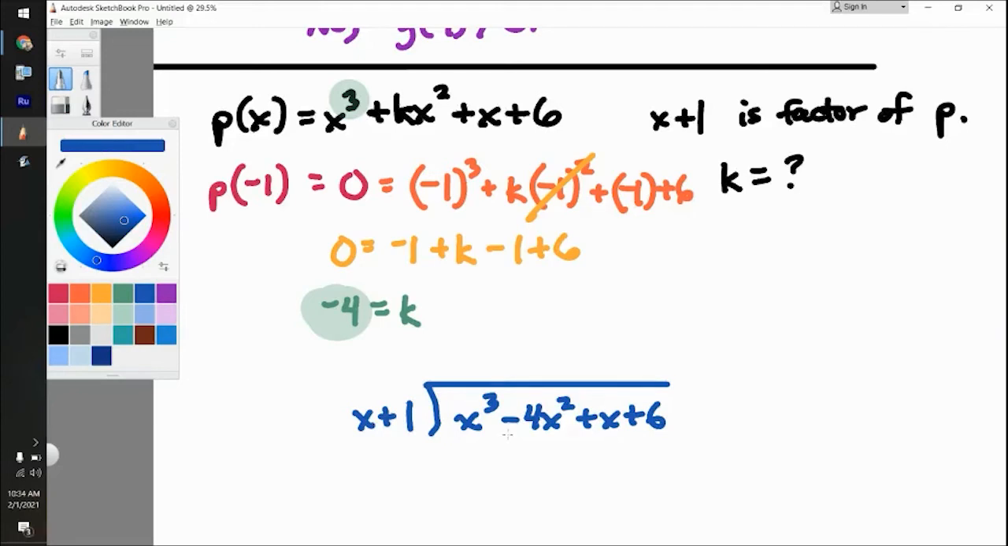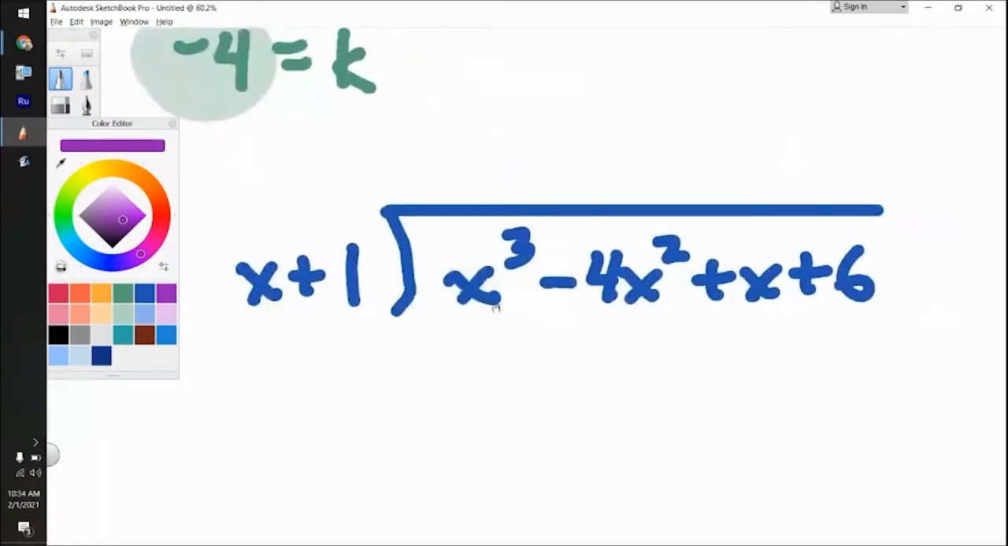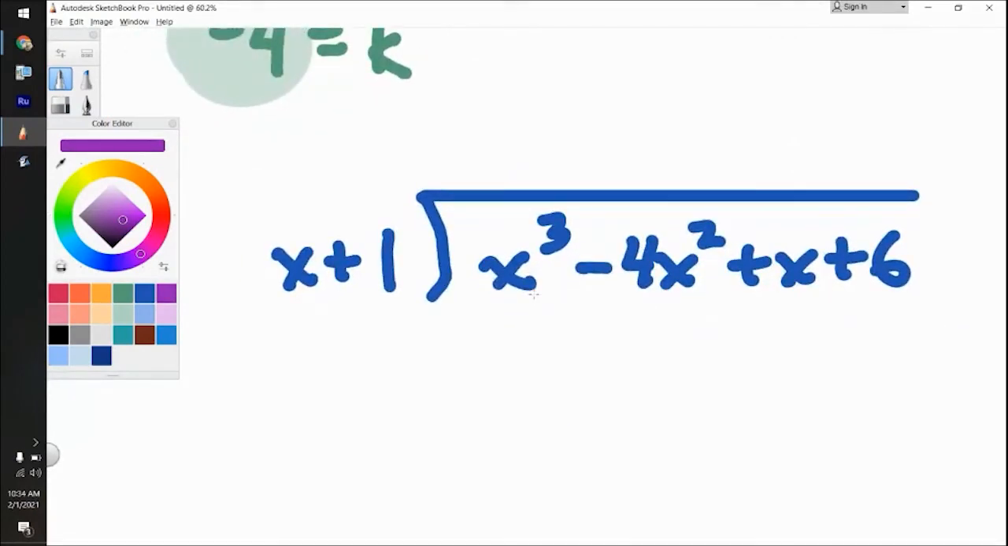What I want everyone to do here is, again, a review of long division, but do a long division on this blue right here. We are looking for the other 2 factors. This will help us find those factors because we're taking out one of the factors. We're just taking out the x plus 1. And what's left, you'll have a quadratic. Once you have that quadratic, you should be able to factor it and find those other 2 factors. And then we're going to have all 3 factors, which is what we should have.